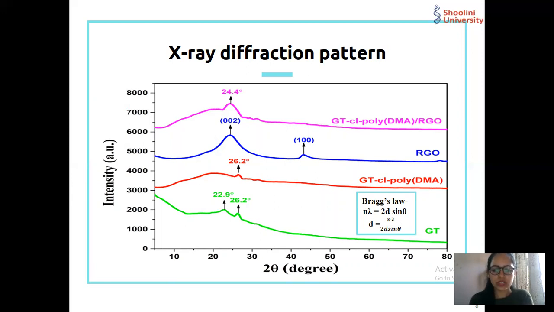In the case of GT, the characteristic peak at 22.9 degrees confirms the semi-crystalline nature of the polysaccharide. This crystalline nature is reduced to amorphous nature in our GT-cl-poly-DMA, which is our hydrogel, because of the shifting of the peak to 26.2 degrees. And in the case of the hydrogel composite, the characteristic peak at 24.4 confirms the presence of RGO in the system.